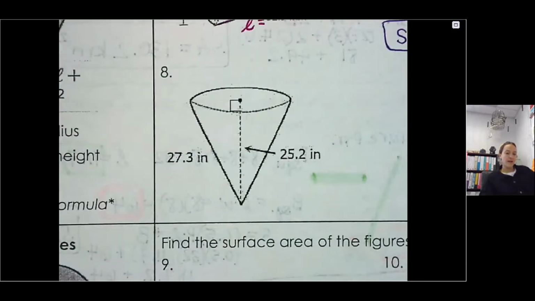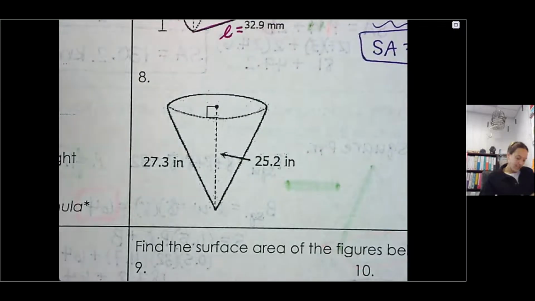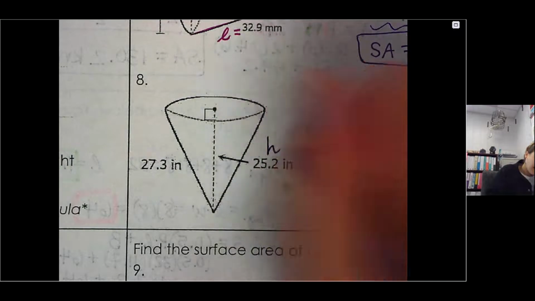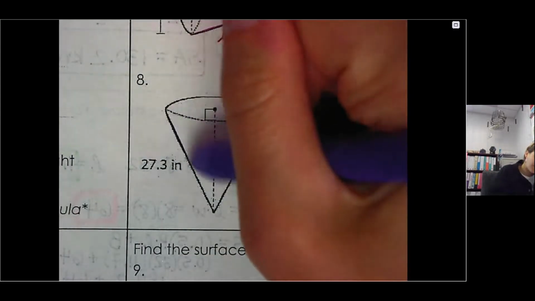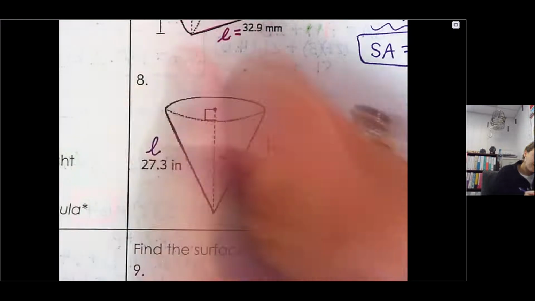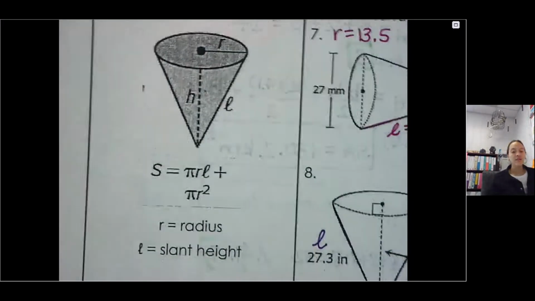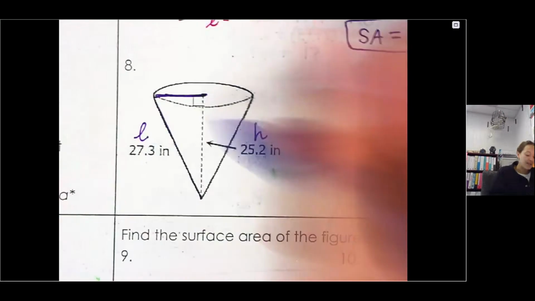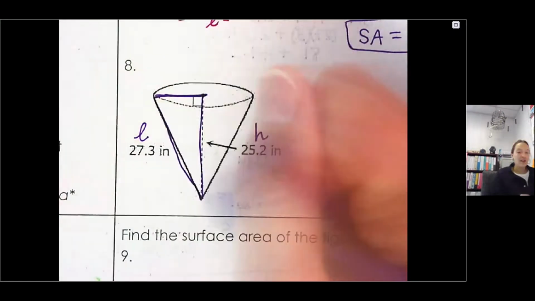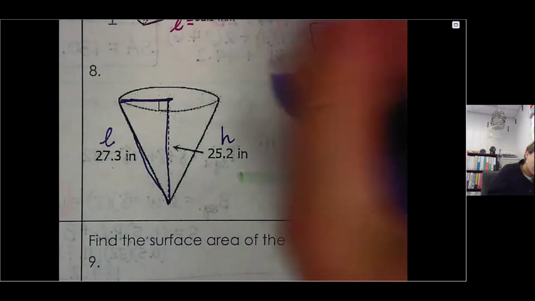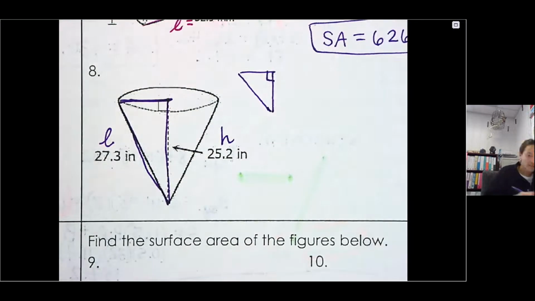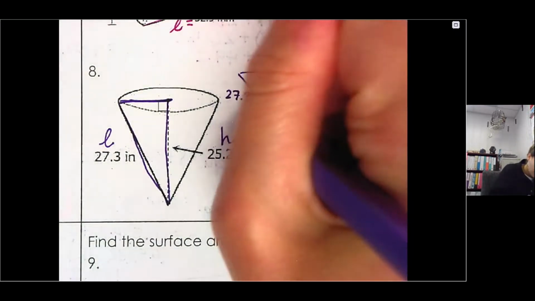Almost there, friends. Number 8. So I am given this piece here, which is the height. I'm also given this piece over here, which is the slanted height, which is my L value. The other thing I need, though, for this equation is my radius. Now, I do not know my radius. But this right here is a right triangle, just your favorite, right? And a right triangle means you can use the Pythagorean theorem. And I'm so excited.